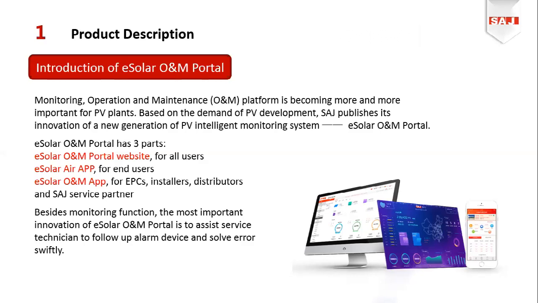Actually, eSolar OM portal has three parts. One is the eSolar OM portal website. It's for all users like installer, distributor and end user. And also we have the application on customers' smartphone, eSolar Air application. This application is for the end user. And also we have the eSolar OM application for EPC, installer, distributor, and SAJ service partner.